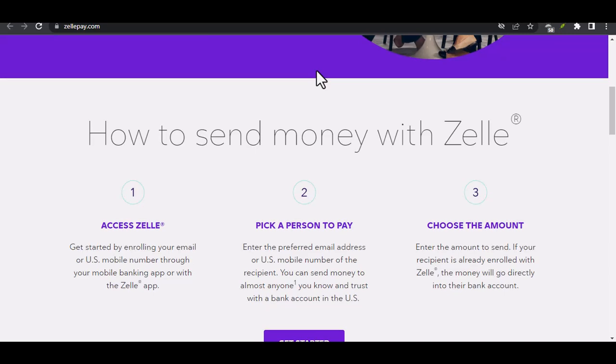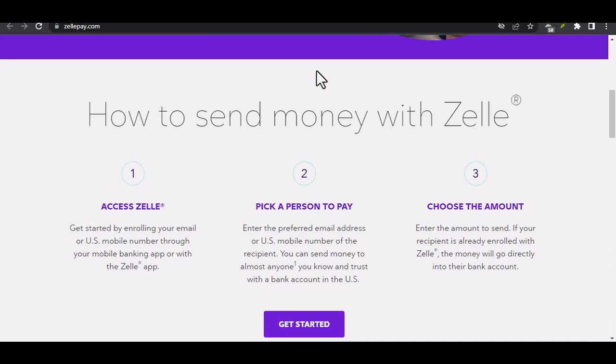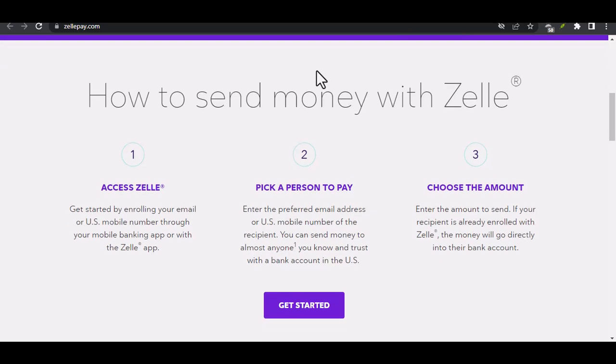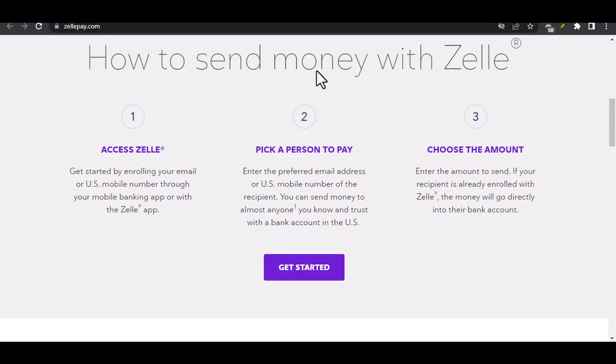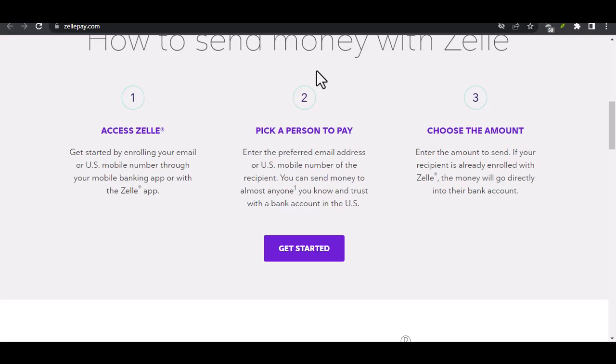Understanding Zelle. Zelle is a peer-to-peer payment service that allows you to send and receive money instantly. It's a popular choice due to its speed and convenience. But what happens when something goes wrong? How can you track a Zelle transaction?